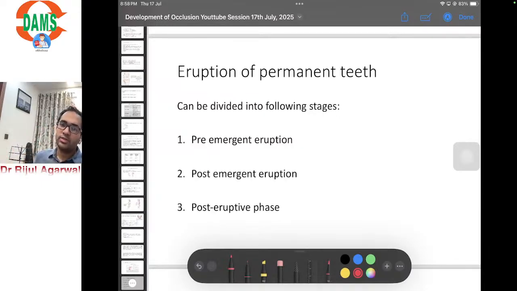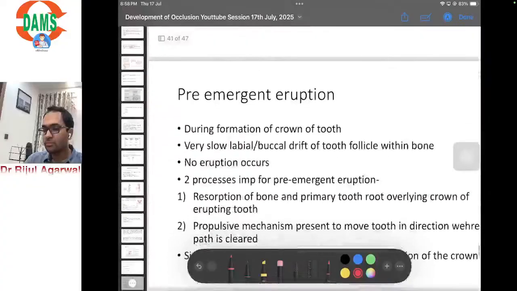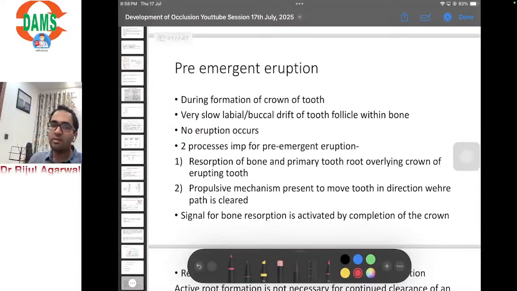Now moving ahead to the stages of eruption of permanent teeth, which can be divided into 3 stages: the pre-emergent eruption, the post-emergent eruption, and the post-eruptive phase. The pre-emergent eruption is during the formation of the crown of the teeth. It shows a very slow labial drift of the tooth follicle within the bone, and there is actually no eruption which occurs. There are 2 important processes. First is the resorption of the overlying bone and the root of the primary teeth, and next a propulsive or pushing mechanism to move the teeth into that resorbed space.